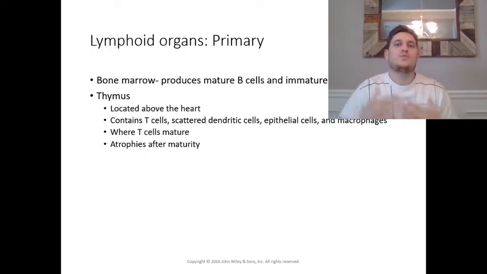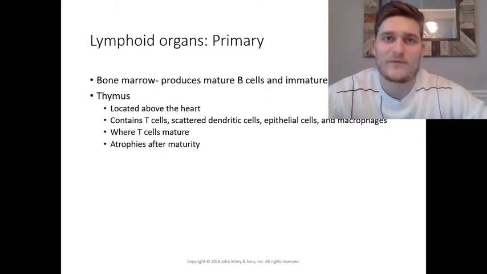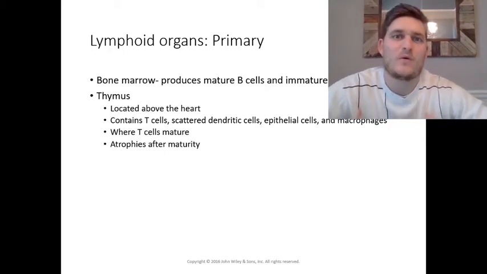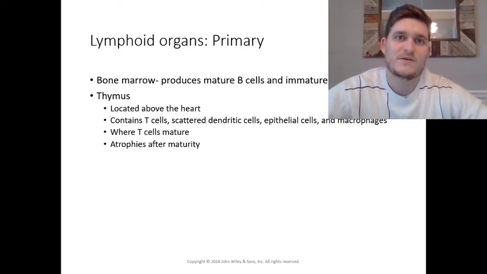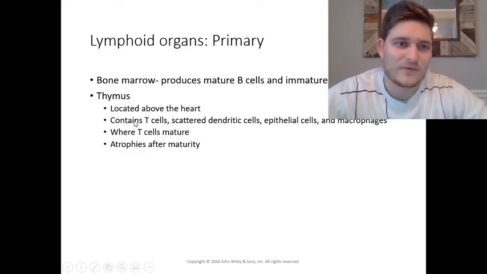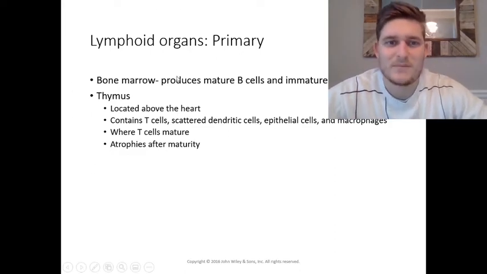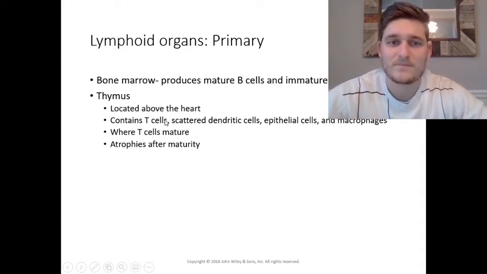And so as we age, the thymus tends to atrophy. And that's why as we get older, it gets harder to fight off certain invading viruses or bacteria. Because the atrophying of this thymus means that we're going to get fewer T cells. And these T cells are very important for our immune defense.